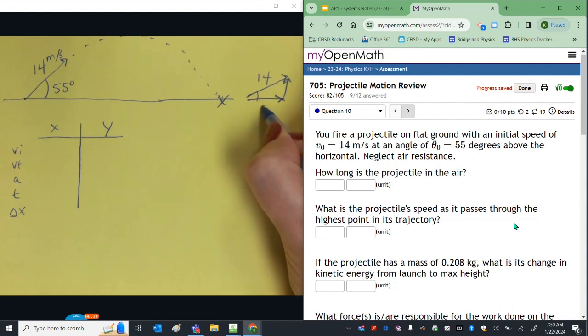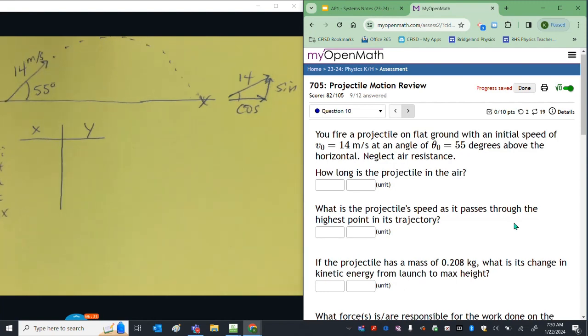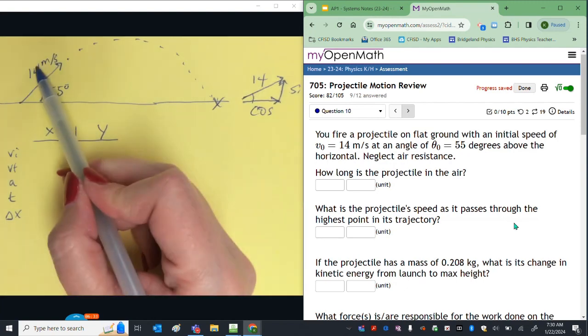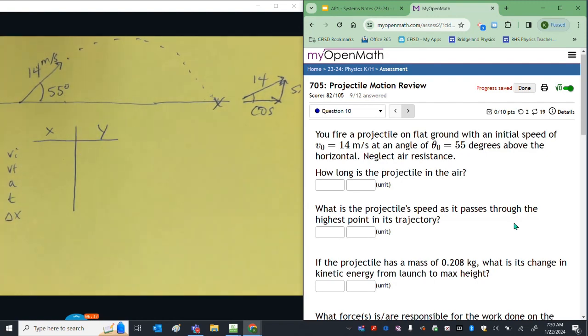This one we're going to use cosine because it's adjacent to the angle. This one we're going to use sine because it's opposite the angle. And so we're going to say that 14 times cosine 55 will give us this. Let's go ahead and do that. 14 times cosine 55 degrees.